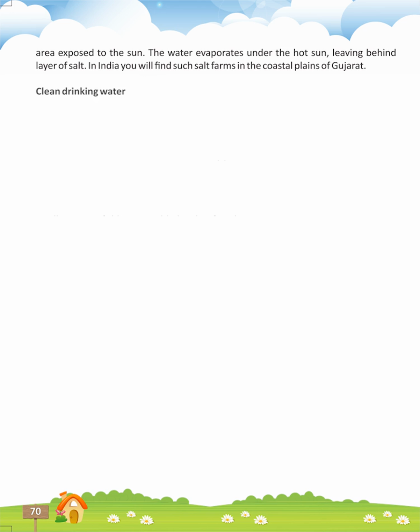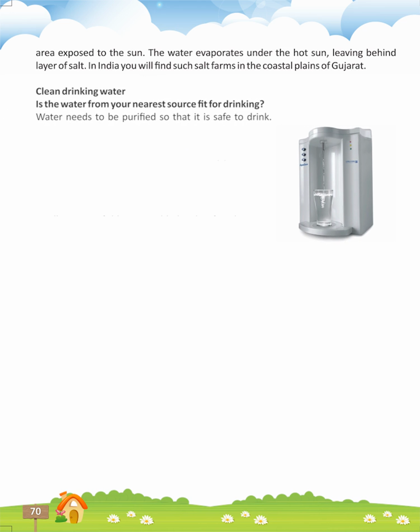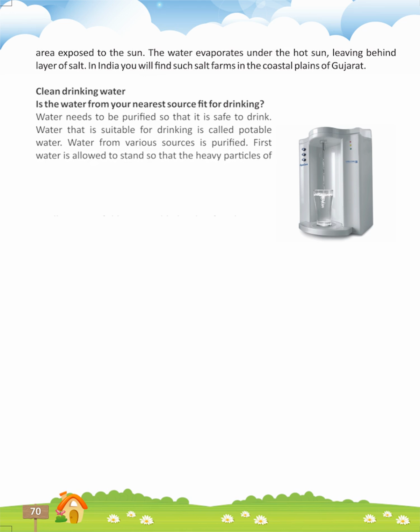Clean drinking water. Is the water from your nearest source fit for drinking? Water needs to be purified so that it is safe to drink. Water that is suitable for drinking is called potable water. Water from various sources is purified. First, water is allowed to stand so that the heavy particles of impurities in it can settle down. This process is called sedimentation.